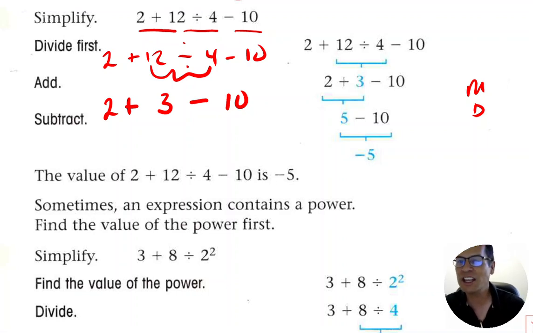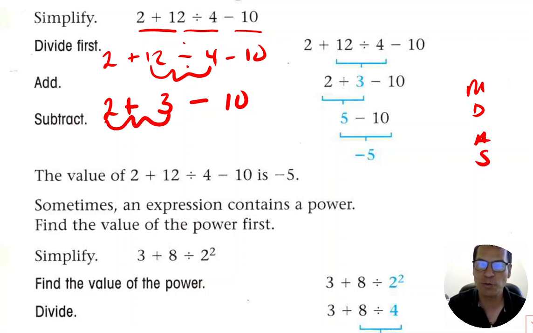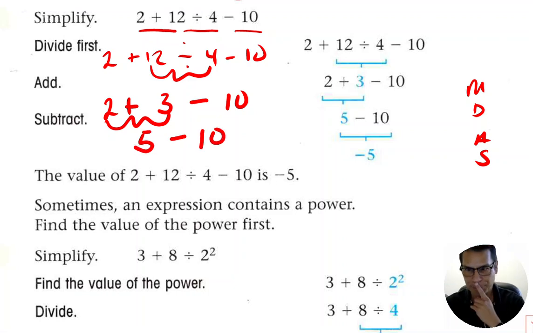So addition and subtraction from left to right. So 2 plus 3 minus 10. So that leaves me with 5 minus 10. All right, so I got 5 minus 10.